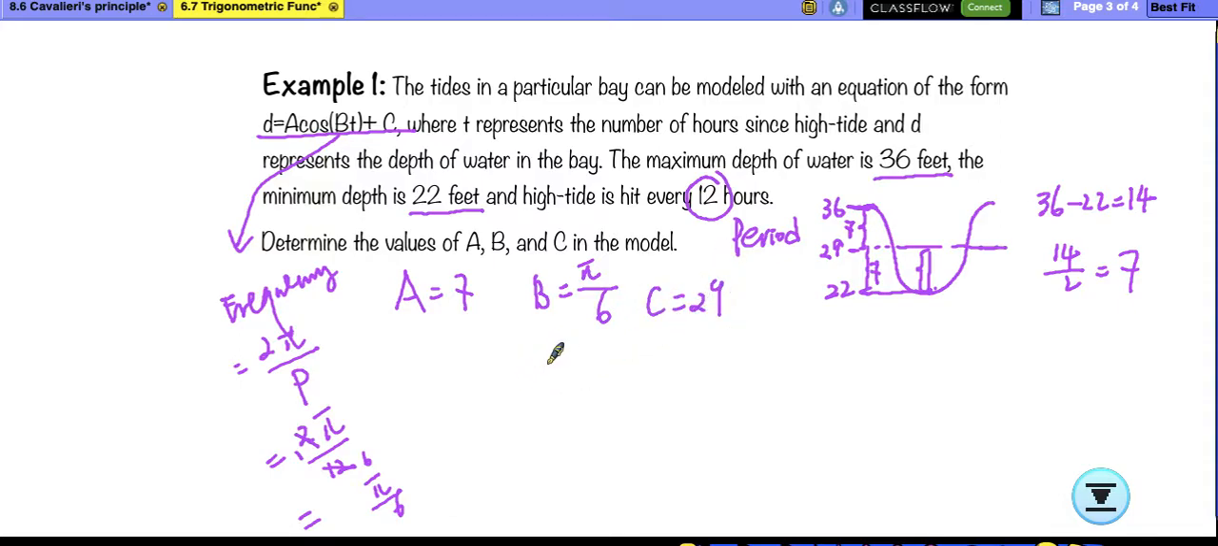So this equation, we can rewrite this as 7 cosine pi over 6 t, because it's a time, plus 29. See, with this number now, we can even draw this by using a calculator, right? So that's the one example. Let's check another one.